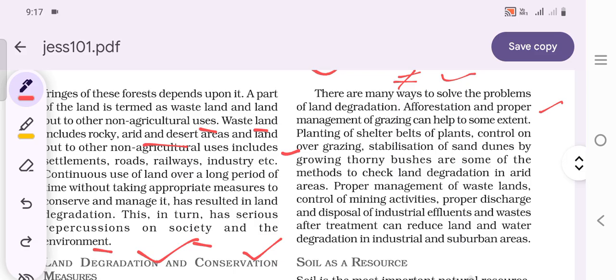Planting of shelter belts of plants, control of overgrazing, and stabilization of sand dunes by growing thorny bushes are some of the methods to check land degradation in arid areas. If we plant such trees and control overgrazing, whatever causes we have learned about, we need to prevent; those are the ways of conserving land resources. Proper management of wastelands, control of mining activities, and proper discharge and disposal of industrial effluents and waste after treatment can reduce land and water degradation in industrial and suburban areas.